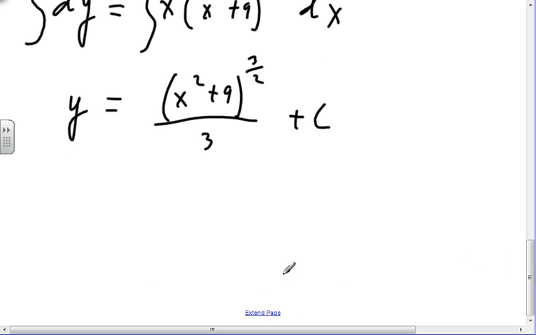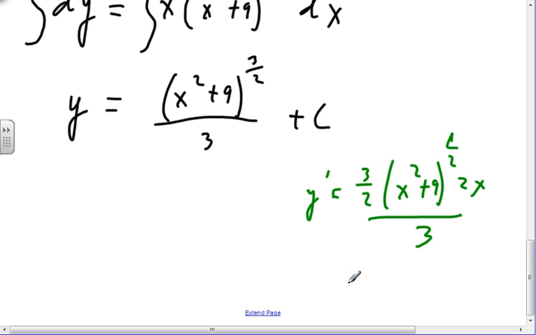Okay, and then I'm going to check it. Normally I'd guess what the answer was and then do it the other way, but this time I'm just going to take the derivative of y. The derivative of y: I have 3/2 times (x squared plus 9) to the 1/2 times 2x divided by 3, which is x times the square root of x squared plus 9. So I got the right thing. All right, so I checked my work. I'm going to apply the initial condition.